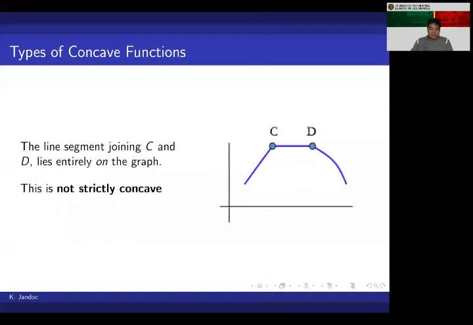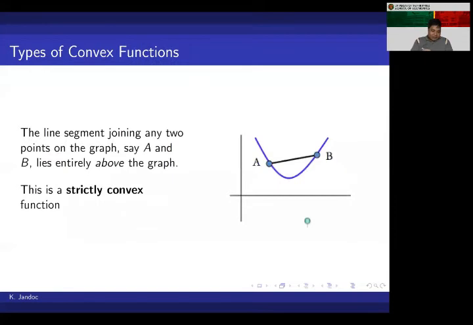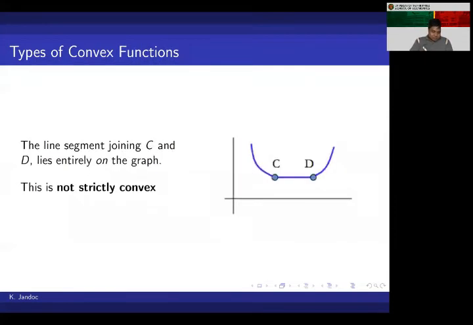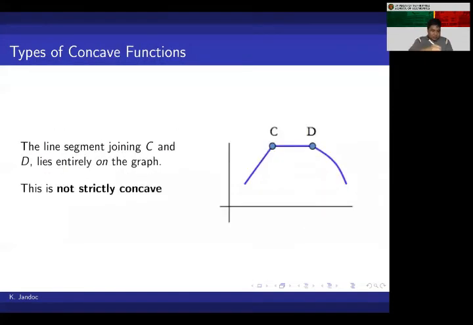So here's an example of a function that's concave but not strictly concave. Why? Because 2 points in the graph over here are on the line, are on the function or on the graph. So C and D, if you join the line here, it's on the graph.